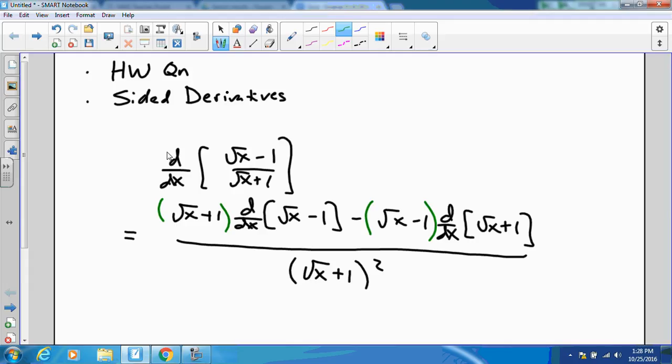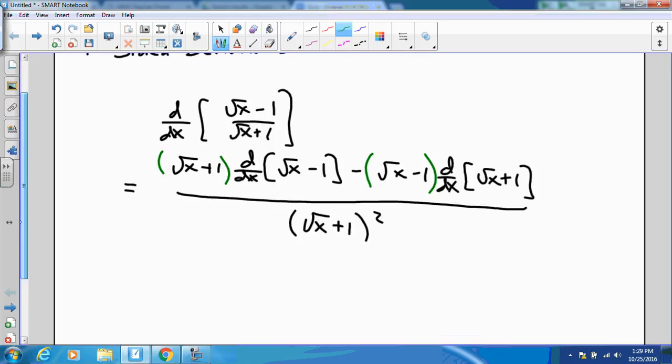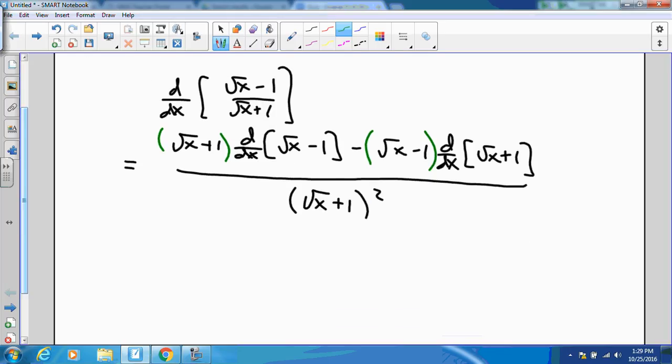So this is our first thing. Please remember to enclose your low and your high functions in parentheses if they have multiple terms, because otherwise what you write is not what you're intending. That's the first thing. Now, second thing, carry on from here.